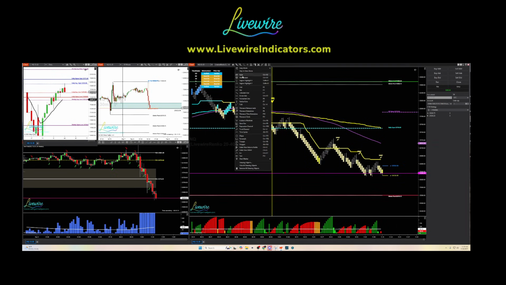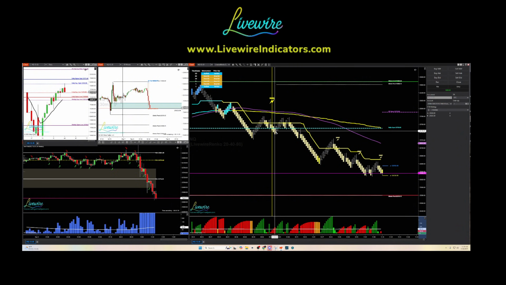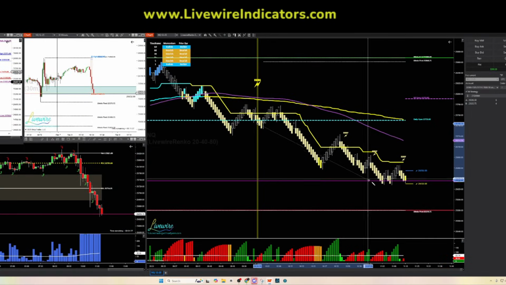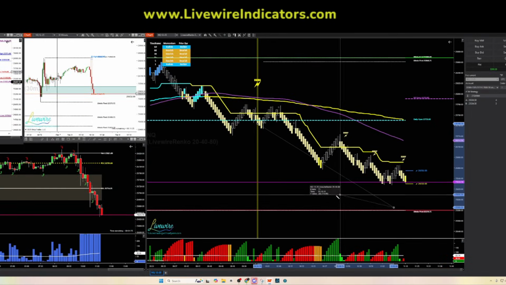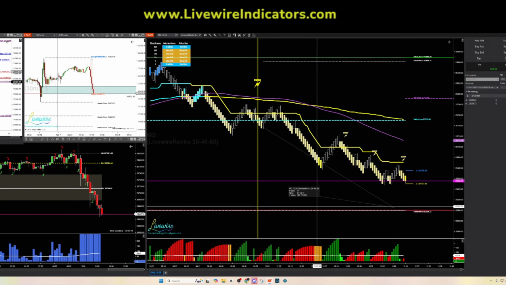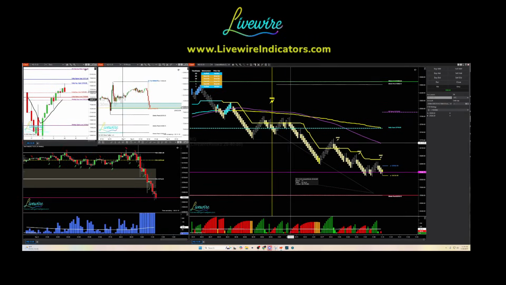And if you take your little ruler out, if you entered one contract on NQ, you could be running that down to this pivot here, which is where we're clearly going. That is $3,170 in profit on just one NQ contract.